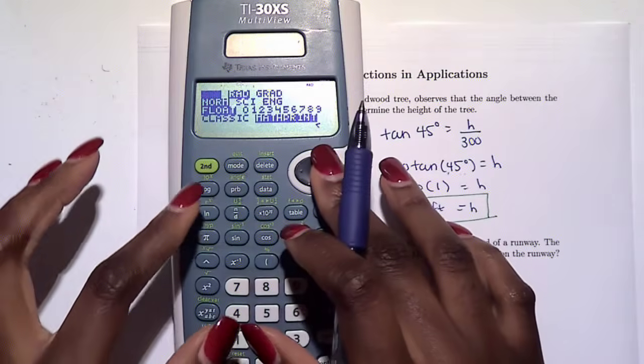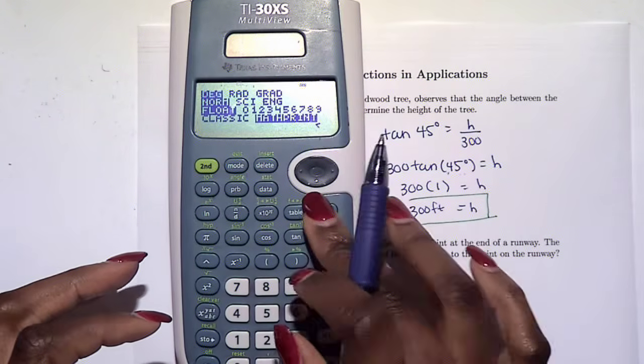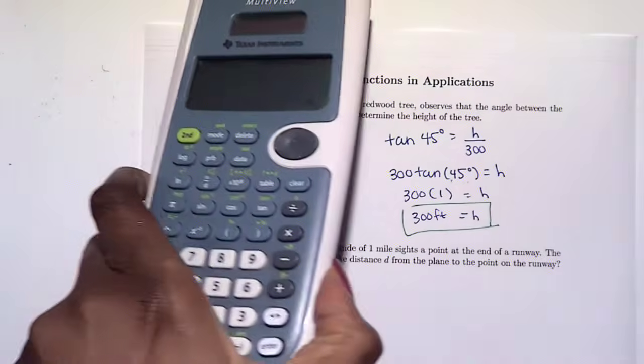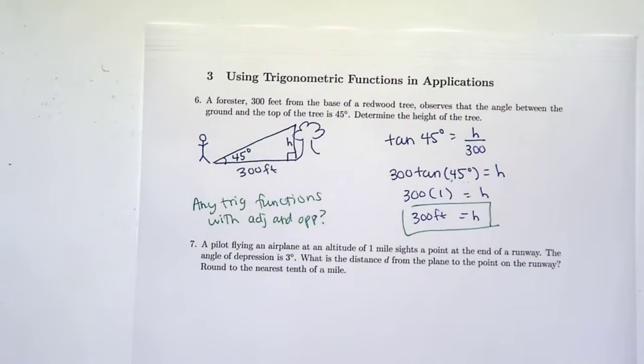So make sure your calculator is in the right mode for the type of angle that you're using. All right, let's move on to number 7.